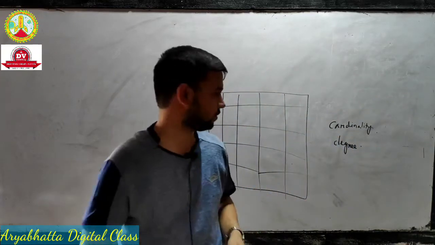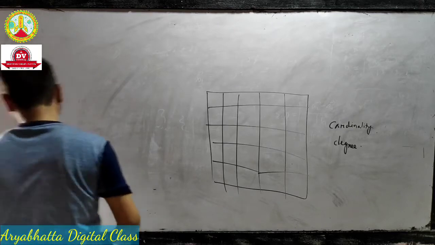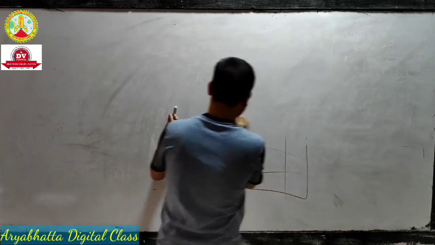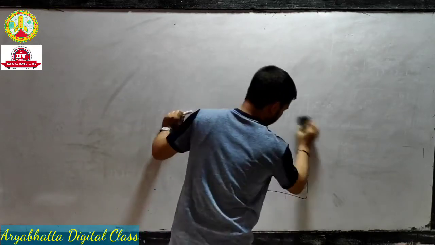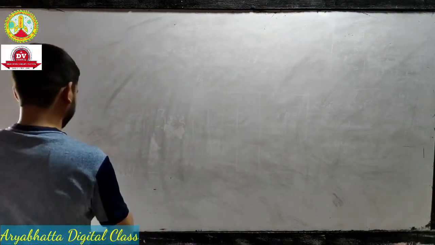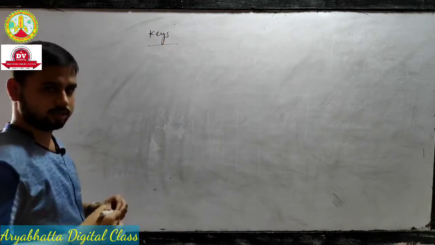So in this class we shall start the topic keys. Keys is very important. A key is a unique attribute from which we can access the whole table. So first of all we have to write the definition. What is a key?